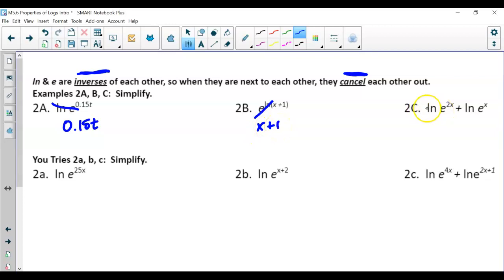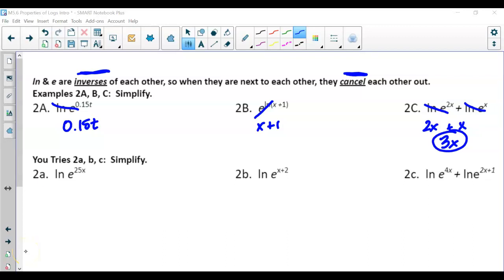Same thing here. I've got natural log and e, they cancel each other out, bring down 2x. Same thing here, plus, bring down x. Now combine: 2x plus x is 3x. Go ahead and pause the video now and try these on your own.